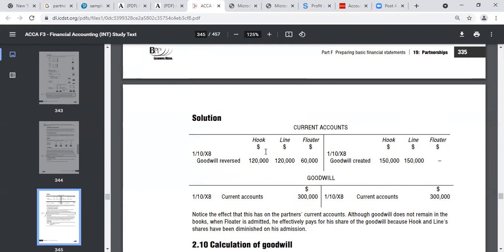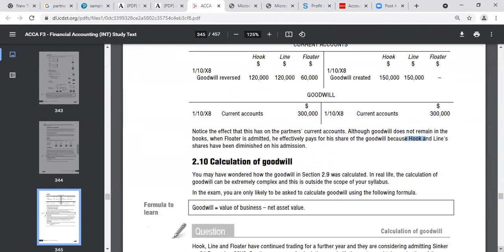Now, one of the things that you need to know is that once we have this, it means that Floater, who is the new partner, has to pay for his share of the goodwill. Because when it comes to the share of goodwill, for these other partners the original share is diminished upon his admission. So he has to pay a share of the goodwill. That is just so you understand.